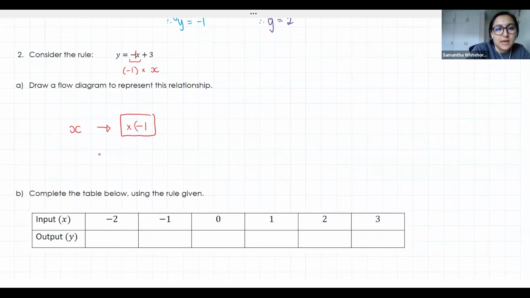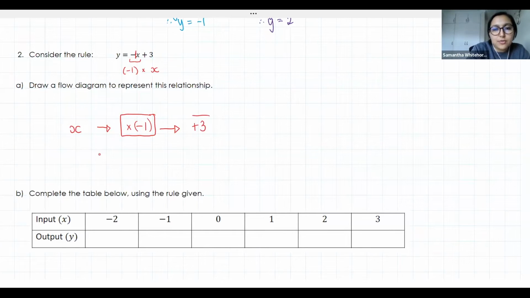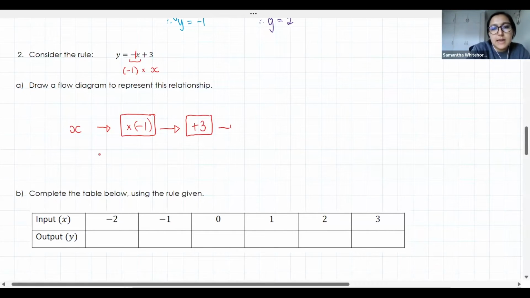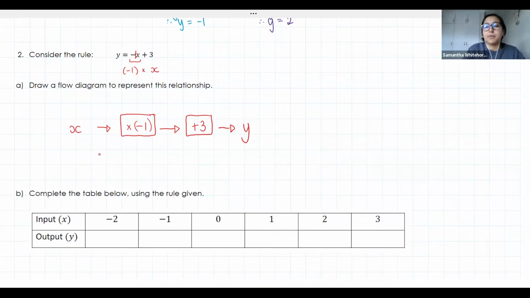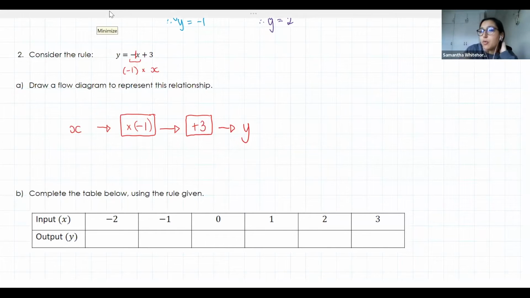And if you want to put that -1 in brackets, you're welcome to. Just remind yourself that it is negative. We then, as you can see from our rule, need to add 3 to that product. And we will then get our output value. So very importantly, when you see a negative in front of a variable, it is a coefficient of -1. And so what that means is that we need to times by a -1 before we then add or subtract whatever we're potentially dealing with.